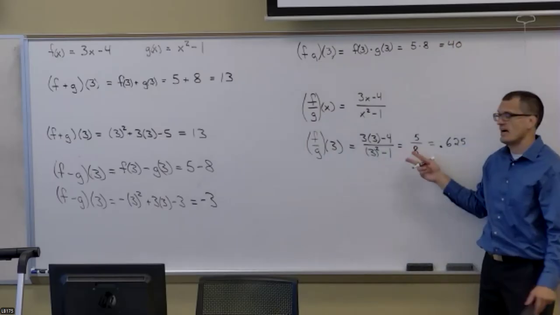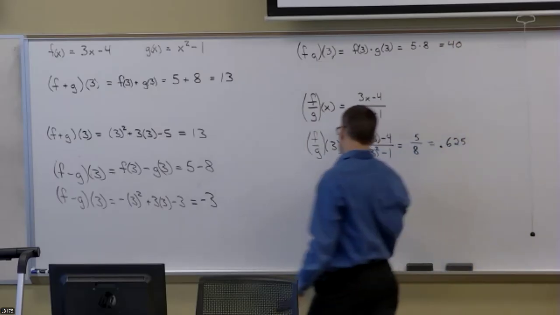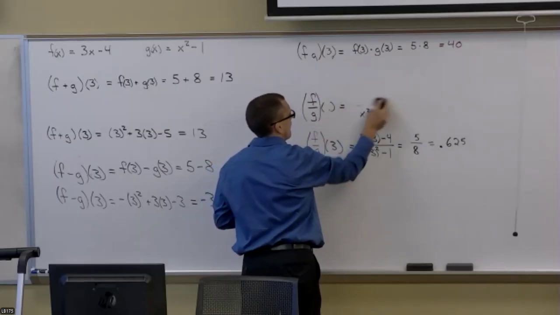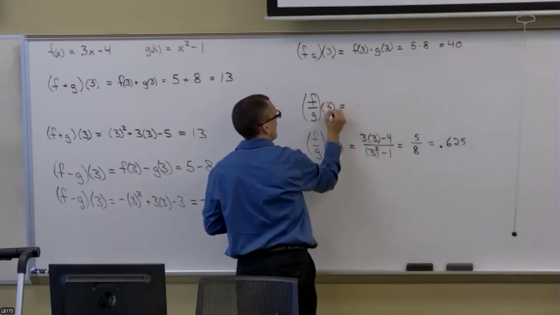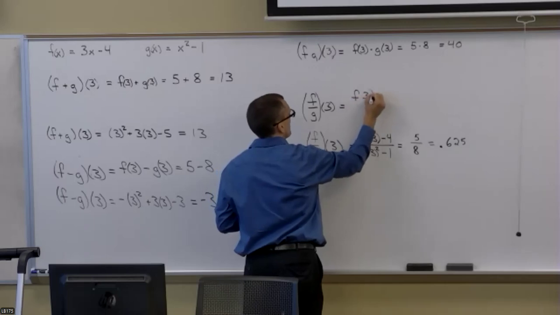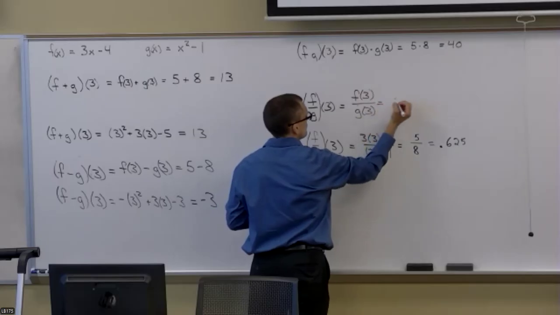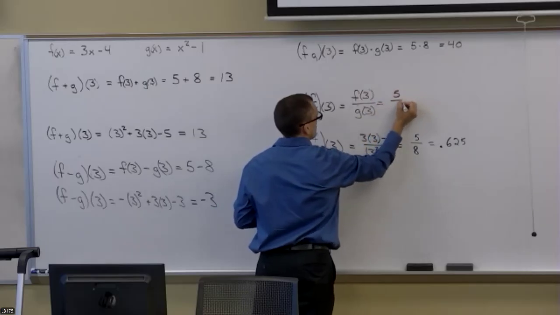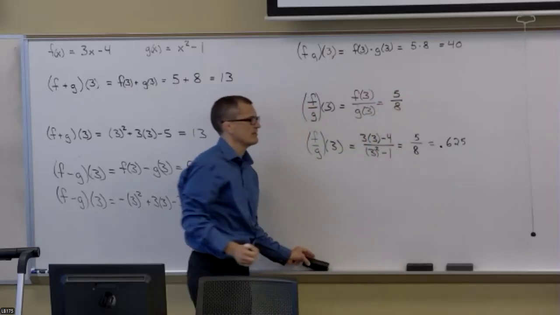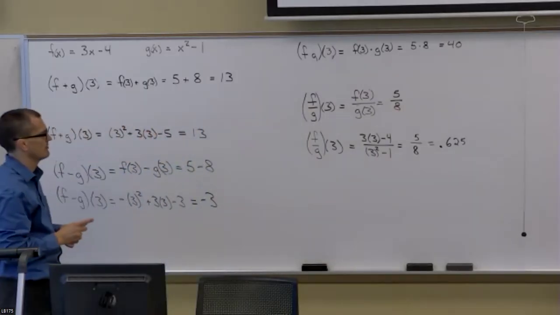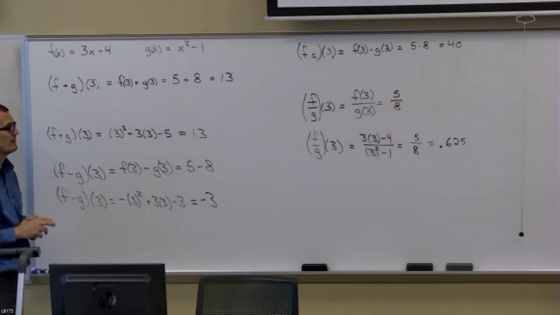And then when I divide, we know what's going to happen this way. We got f of 3 divided by g of 3, which is 5 over 8, or 0.625. I won't write it as a decimal. I'll just leave it as 5 over 8 right now.